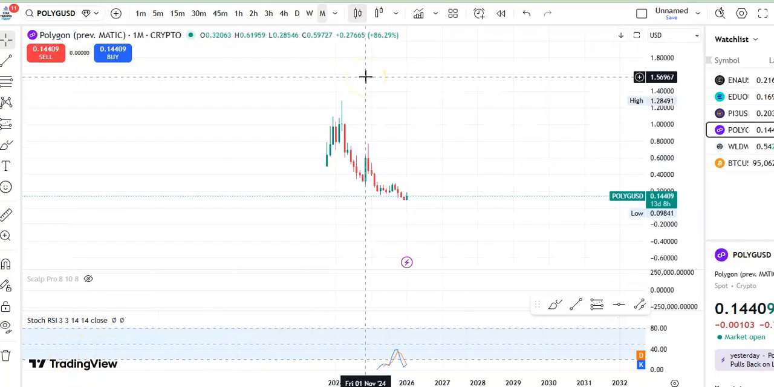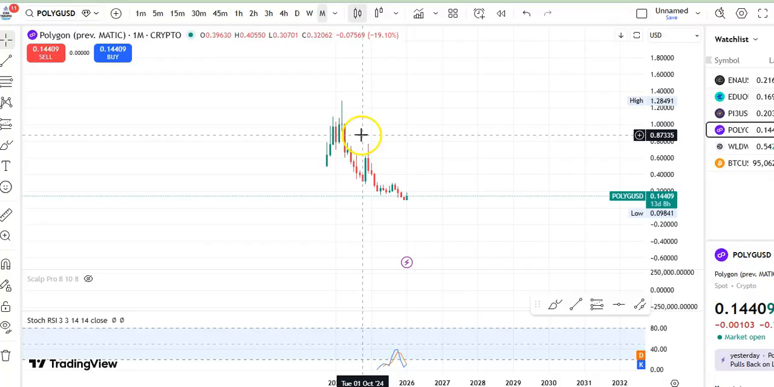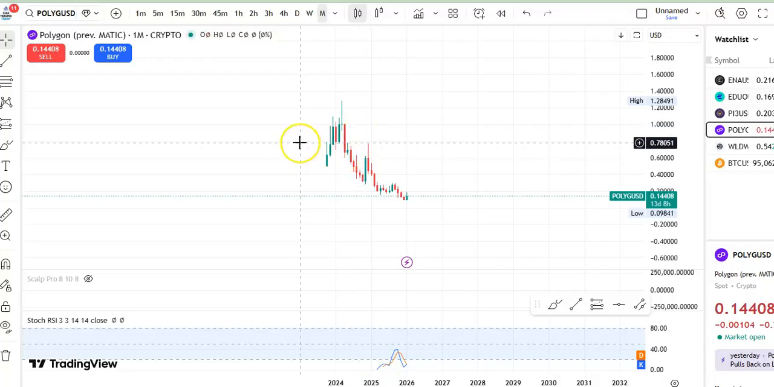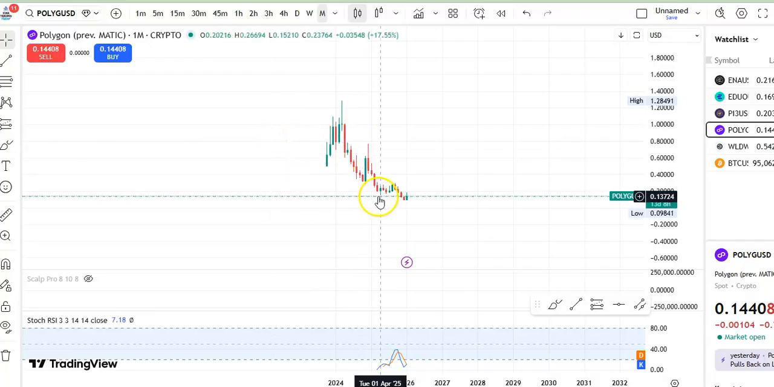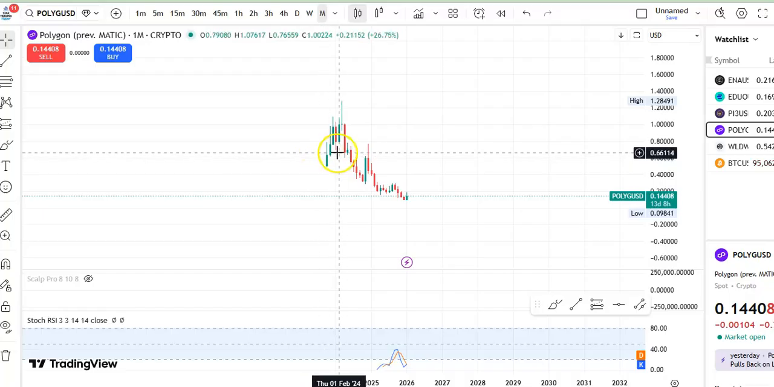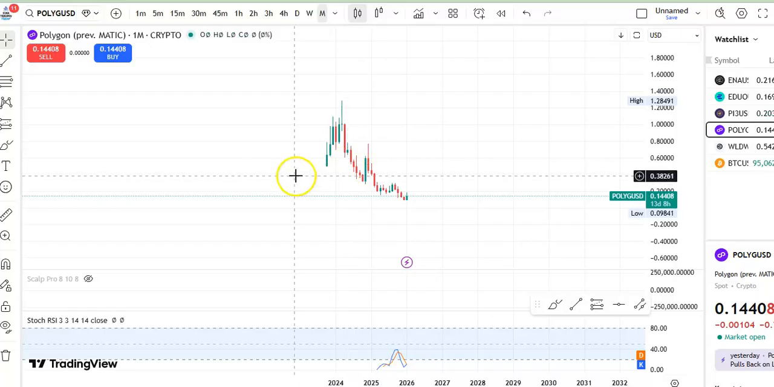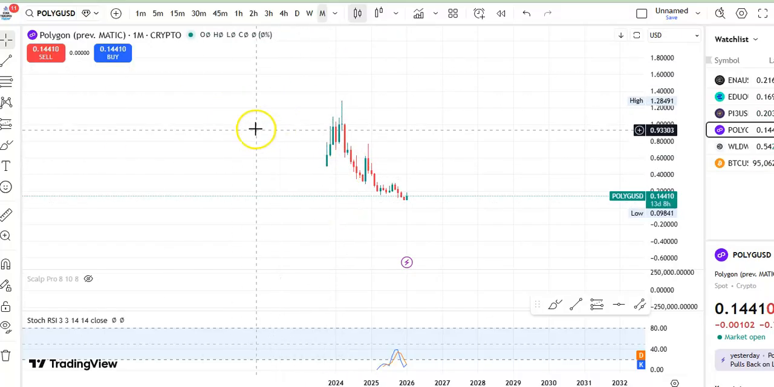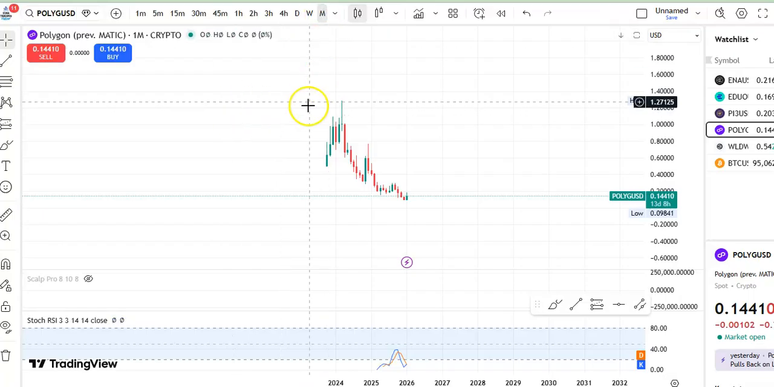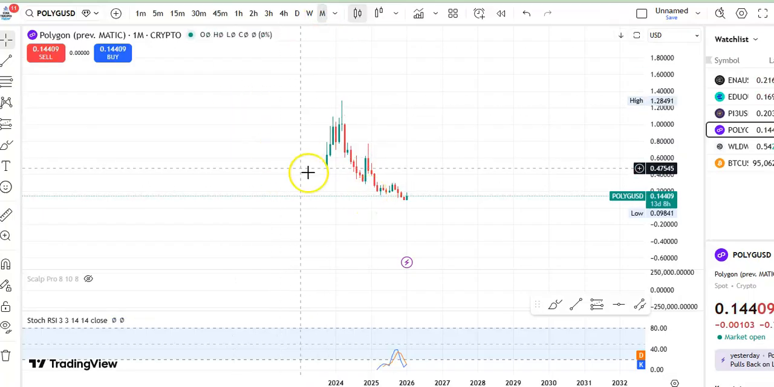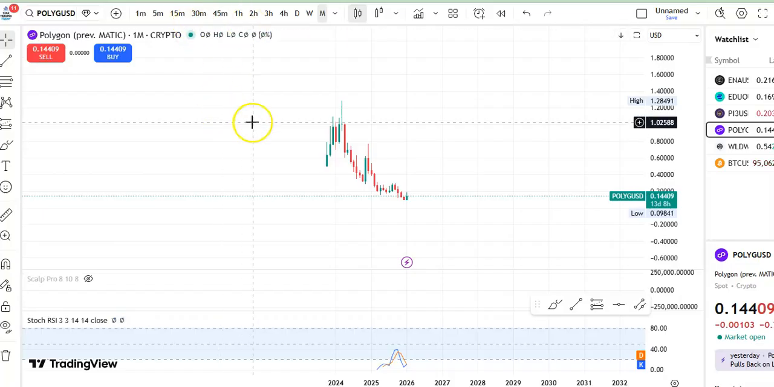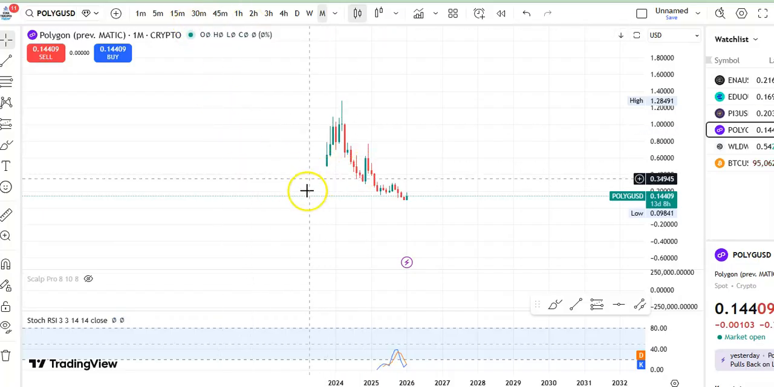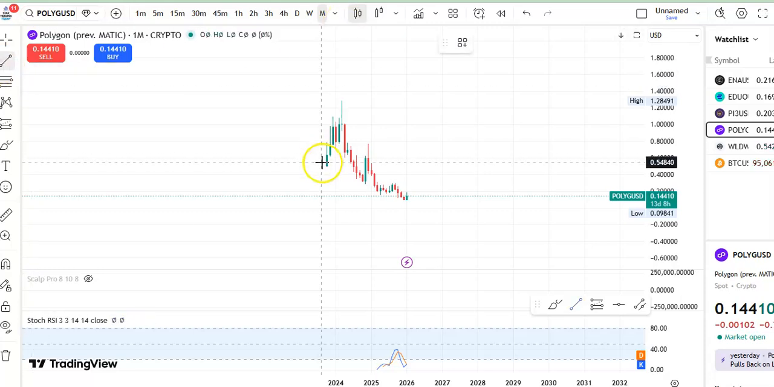You can see that I'm in the monthly chart of Polygon coin, and let us draw the trend lines, and I'll talk about all these time frames. First we'll start with the monthly chart. Those who are trying to find some opportunity in the monthly chart can find it here, and then I'll move to different time frames, where we'll also find opportunities. So let us draw the trend line.